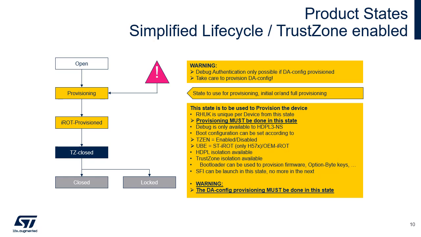Debug authentication is natively supported by STM32H5 platform. It means that the data used by ST debug authentication or STDA must be provisioned at a defined location in option byte keys. The debug authentication configuration must be done only when the product state is provisioning. It cannot be performed when product state is open.